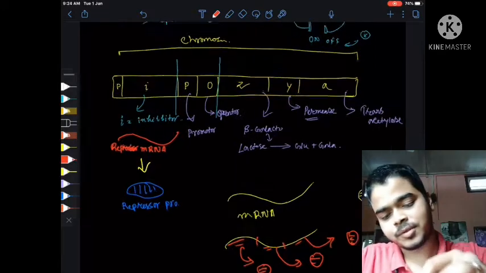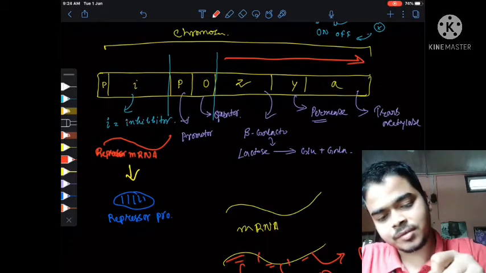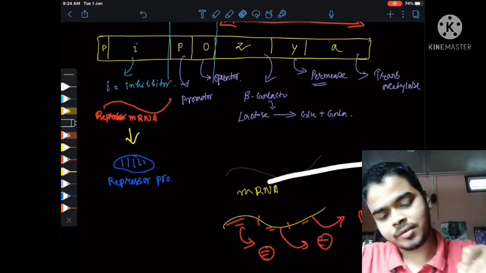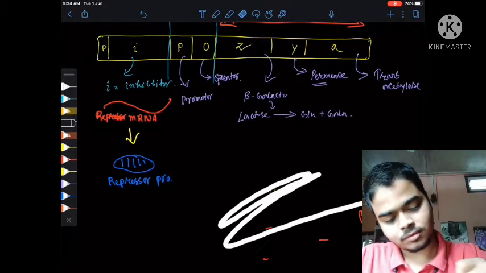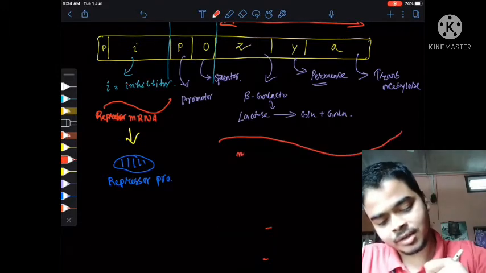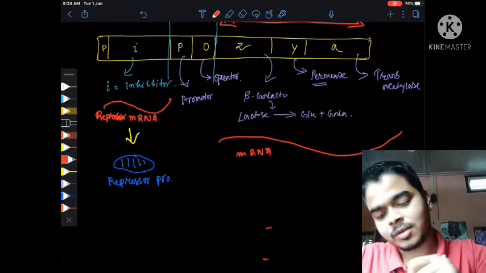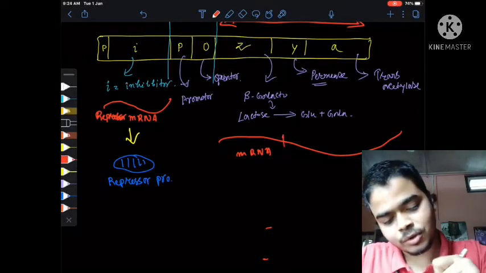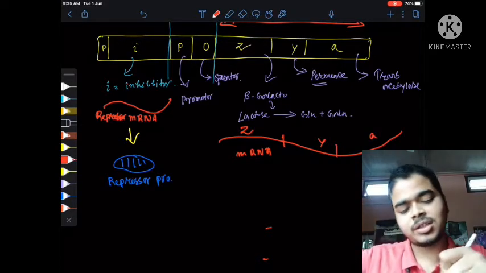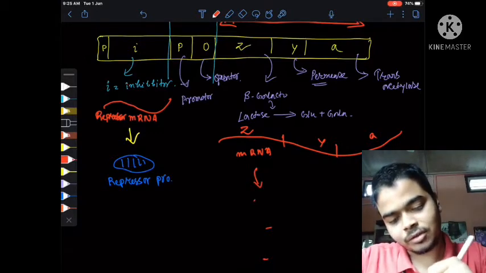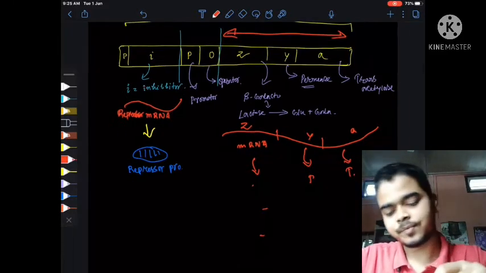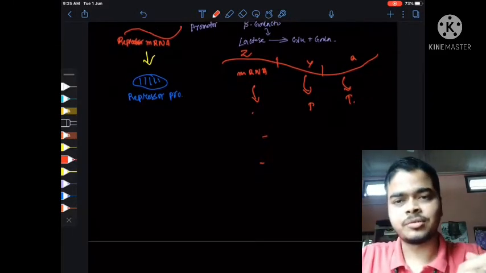Now see what happens here. This part of the chromosome, Z, Y and A, transcribes an mRNA. For example, this is the mRNA, right? This mRNA is transcribed by the Z, Y and A part, and this portion contains information of the Z part, this portion the Y part, and this portion the A part. Now when this mRNA is translated, it produces beta galactosidase, this part produces permease, and this part produces transacetylase. Okay, now see how the lac operon system functions.